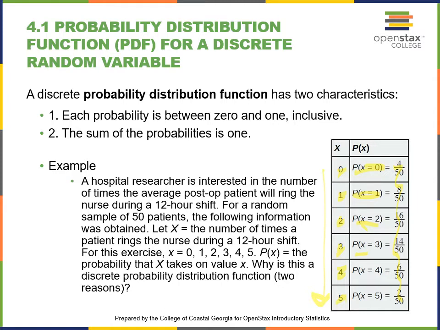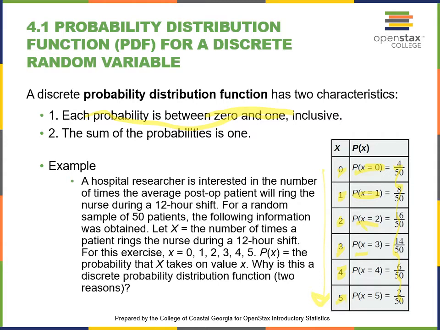There are two things that a discrete probability distribution would really need. One is that each probability has to be between 0 and 1, which is basically just that it has to follow the rules of probabilities themselves. Every probability we've calculated up to this point, we've said, has to always be between 0 and 1. 0 means it will never happen, and 1 means it's always going to happen, and then everything in between. So that's one of them.